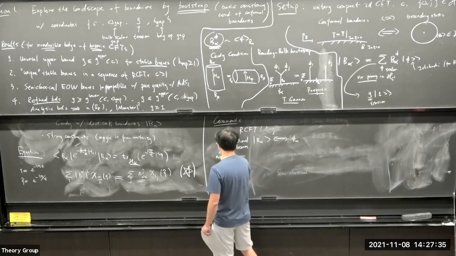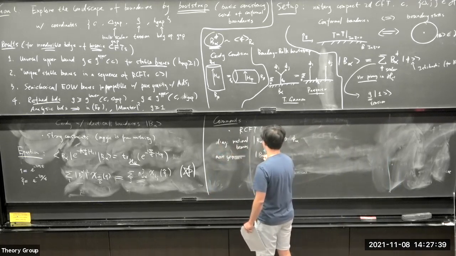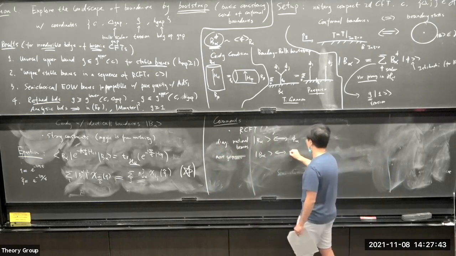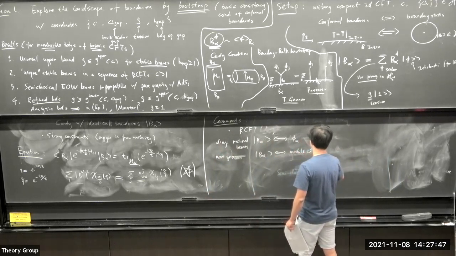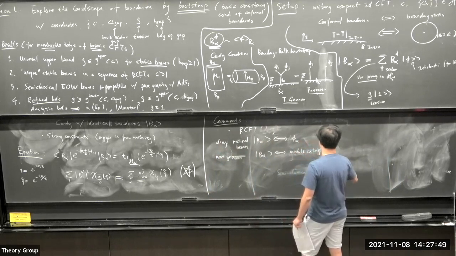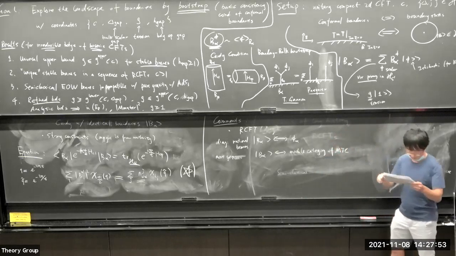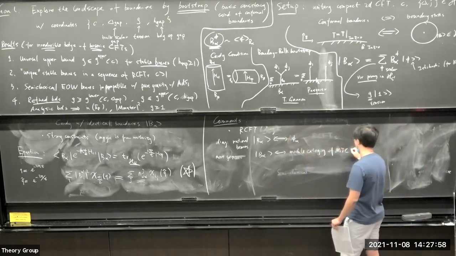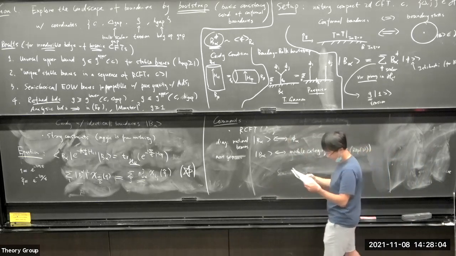More general, these boundary states will be in one-to-one correspondence with the objects in the modular tensor category of the underlying modular tensor category that defines the RCFT. If you don't know what this word means, it's not so important. It's just for the experts. So in this case, the modular tensor category is identified with the representation category associated with the chiral algebra.